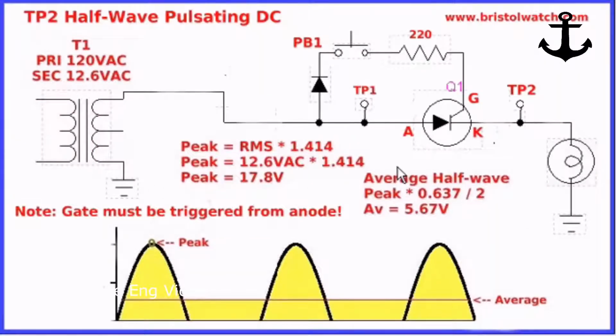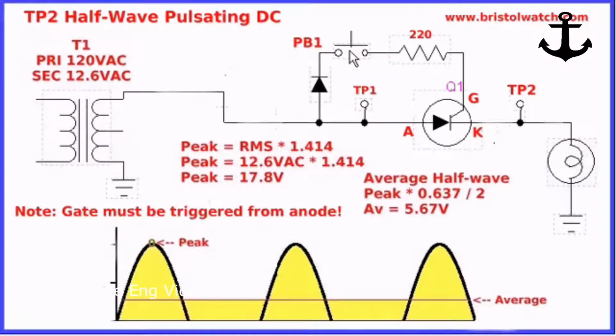Now we come to a silicon-controlled rectifier. We can do the same thing, but now we have a third element in this, a gate. We have the anode and cathode as before on a diode, but now we have a gate as well. We can turn it on and off with a gate current.